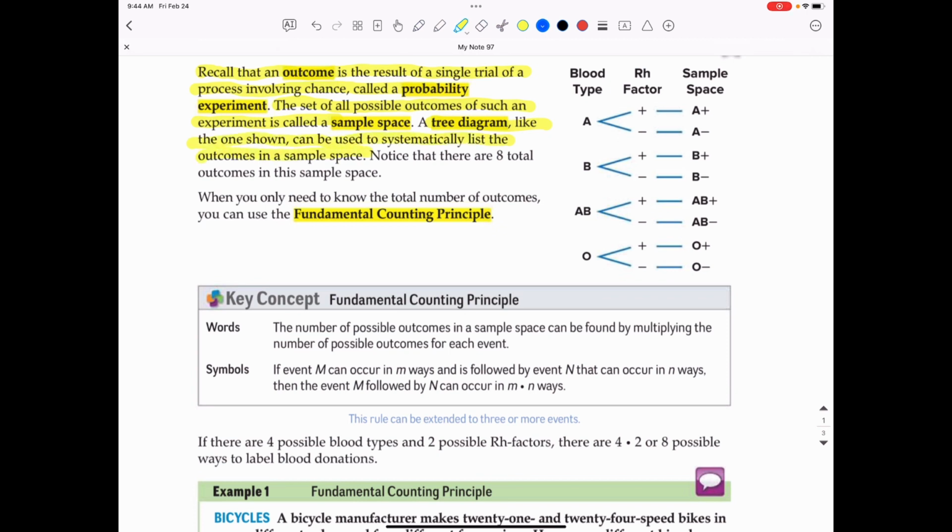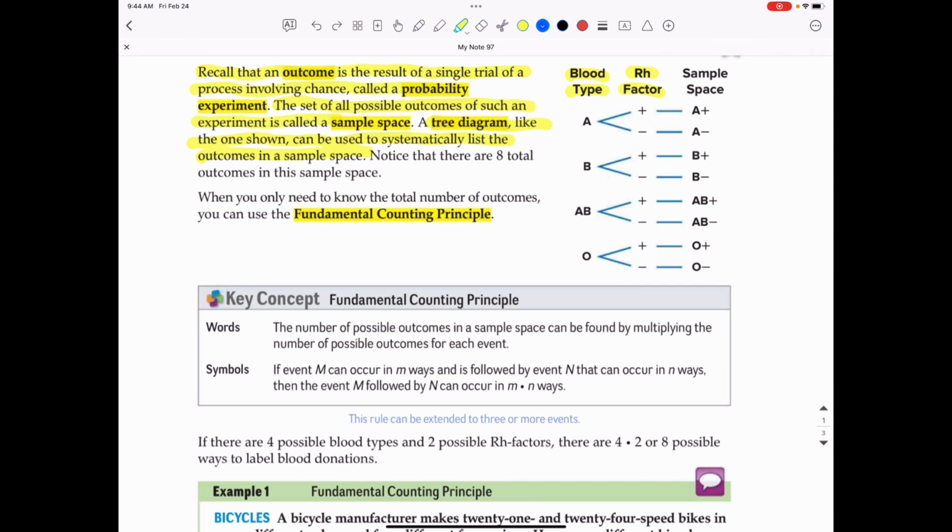So looking to the right, notice that there is a situation where we're trying to figure out how many different specific types of blood types there are. There are 4 blood types. You can have blood type A, B, AB, and O. AB is different than A or B. Each blood type has a specific RH factor, whether it's positive or negative.